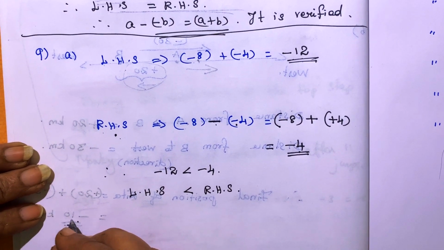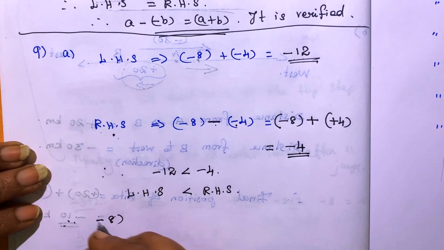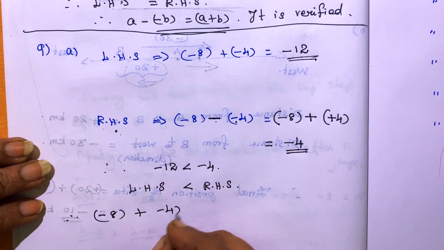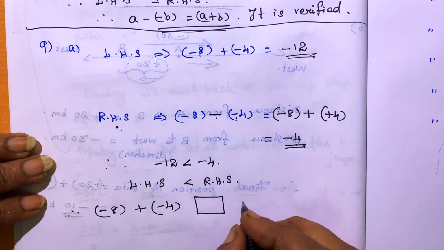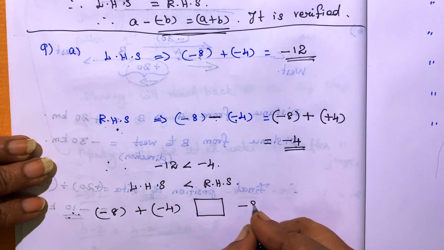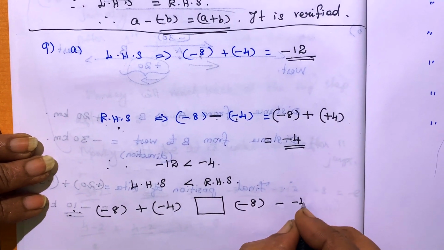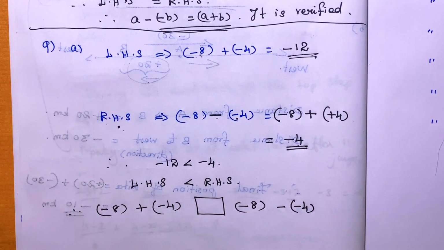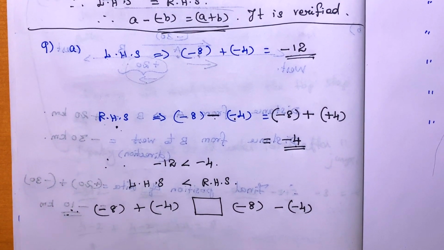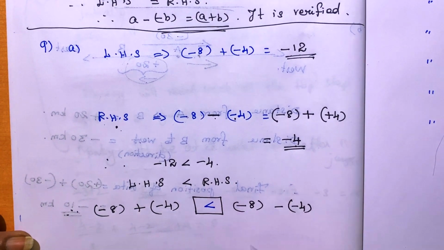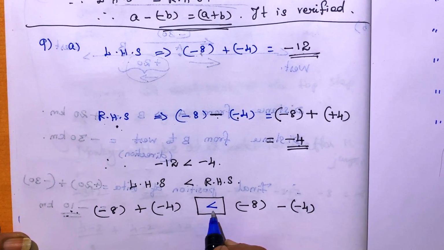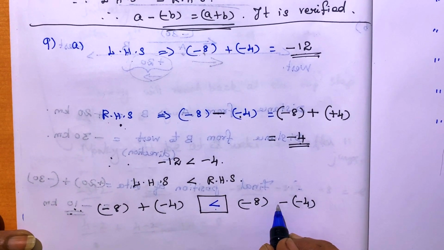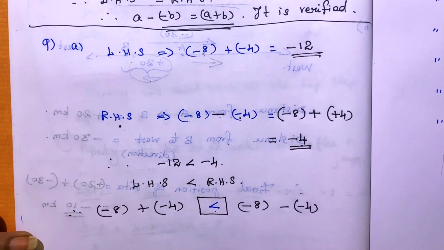So the sum is given as -8 plus -4, and this is the box given. You found out already -8 minus -4. So you need to write the answer here as a smaller than sign. So -8 plus -4 is smaller than -8 minus of -4.